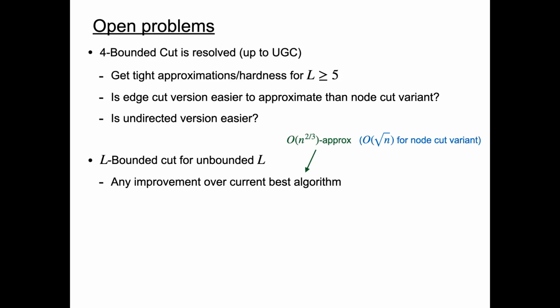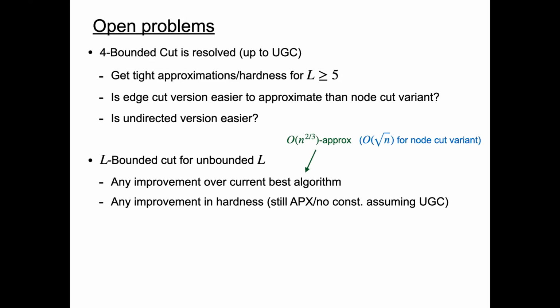Right now, the best approximation is O(n^{2/3}), where n is the number of vertices. And also there's this node cut variant where it's square root n. And we still don't know anything better than that. And any improvement in hardness also for this general case. We don't have any better hardness that we know for this case than we have for bounded L, right? It's still APX-hardness or no constant, assuming the unique games conjecture. So any of these I think would be very interesting problems to think about. Okay, that's all I have. Thank you very much.